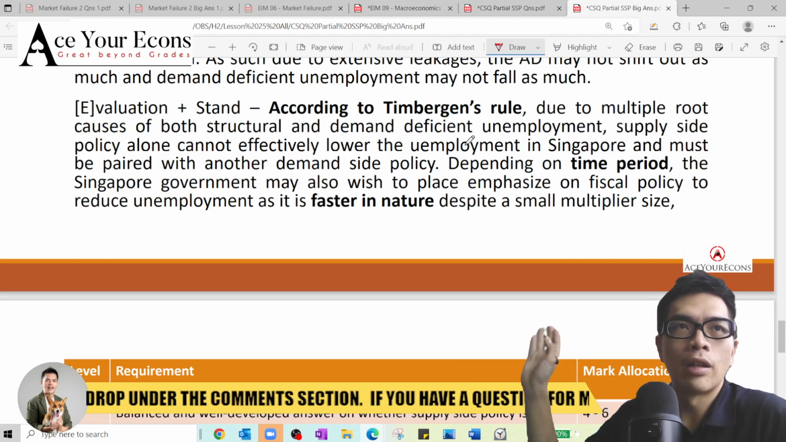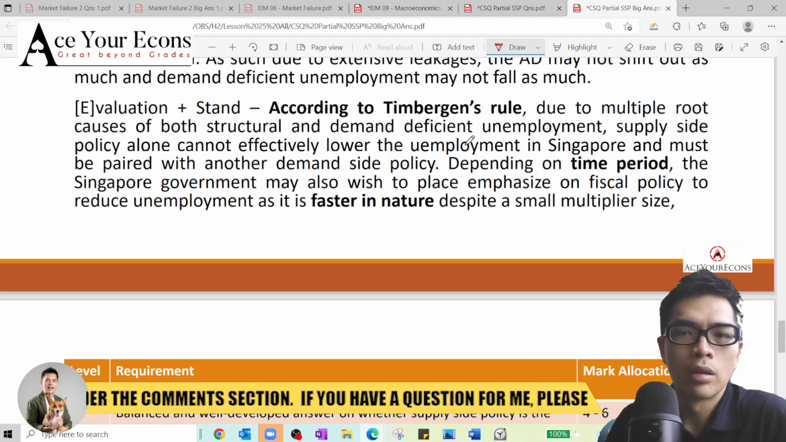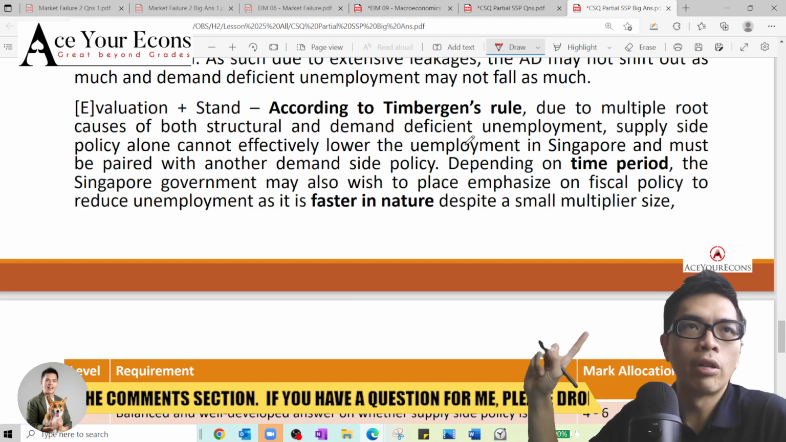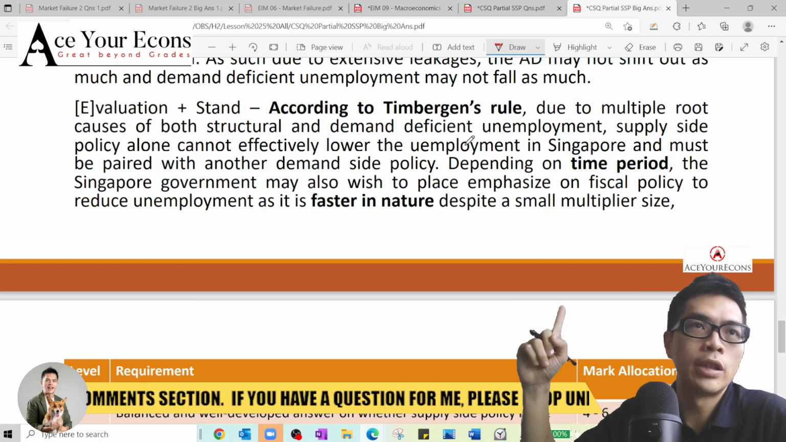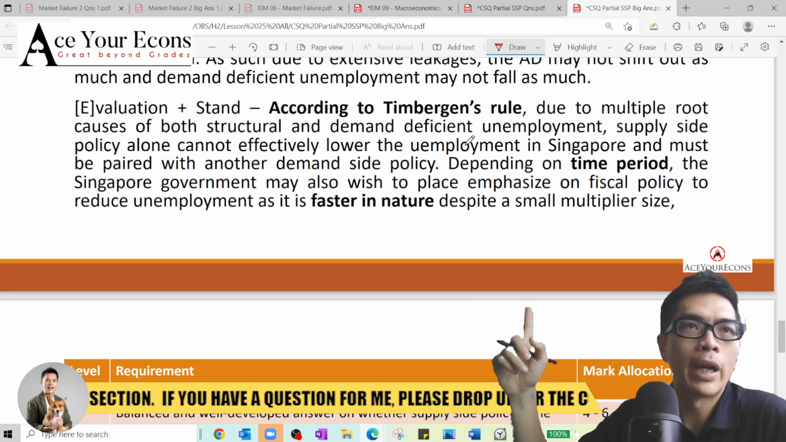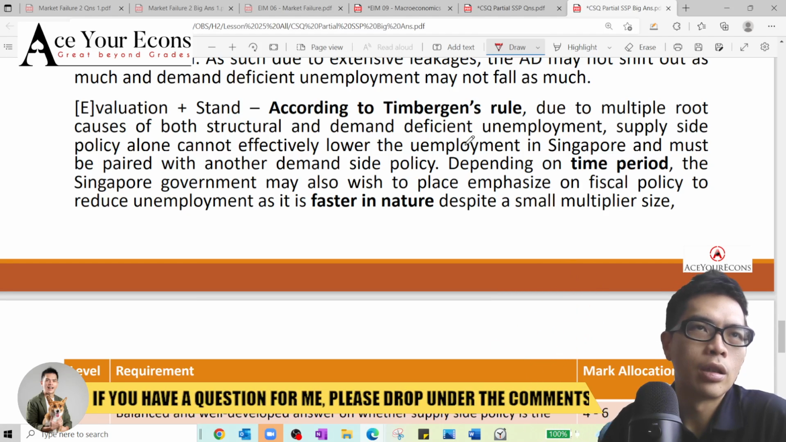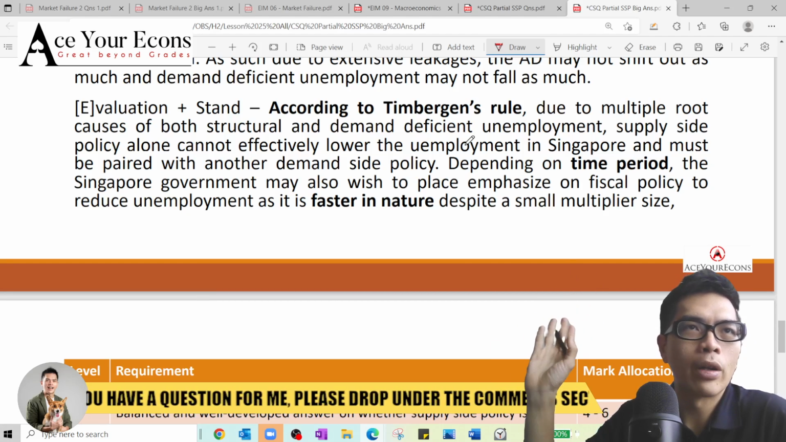This is a particularly good ending. A lot of top school students are using that. Clear? So this is how you want to use Tinbergen rule. Remember, don't abuse this. Tinbergen rule is not applicable for micro, it's only applicable for macro. If you use it for micro, your lecturers will put a question mark. So put it only for macro. Yes?